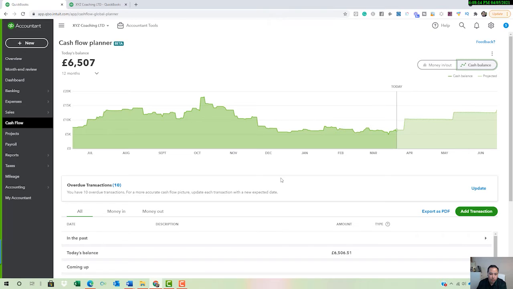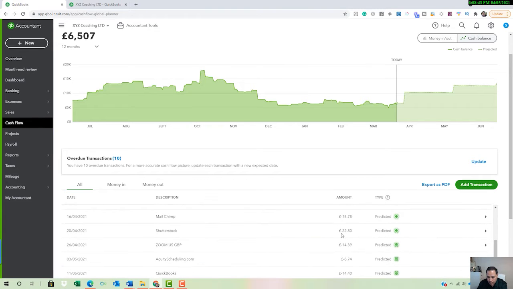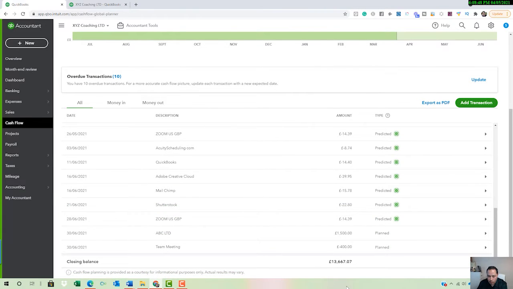And you as a business owner need to look over this, have a sanity check, and also tweak things around as you see fit. So what I mean by this is, you start off with your opening bank balance, and then you'll see there are three tabs: all, money in, money out. When you click on all, you can see today's bank balance, some cash in and cash going out as projection, and you'll end up with the closing balance as of end of June.